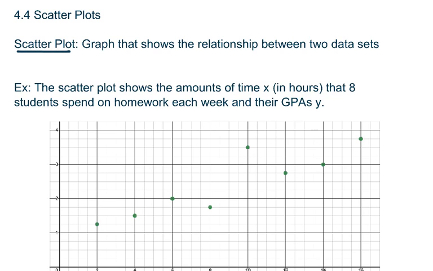Now, the two data sets might be related, they might not be. You could have something like hours watching TV versus height, or GPA versus shoe size, or anything like that. Or you could do things that maybe do have some sort of relationship, like hours spent studying and GPA. That would be an example of something that is probably related, and we'll get into that in a little bit. But a scatter plot is just a graph that shows the relationship between two sets of data, and we can make statements about that relationship that we see.